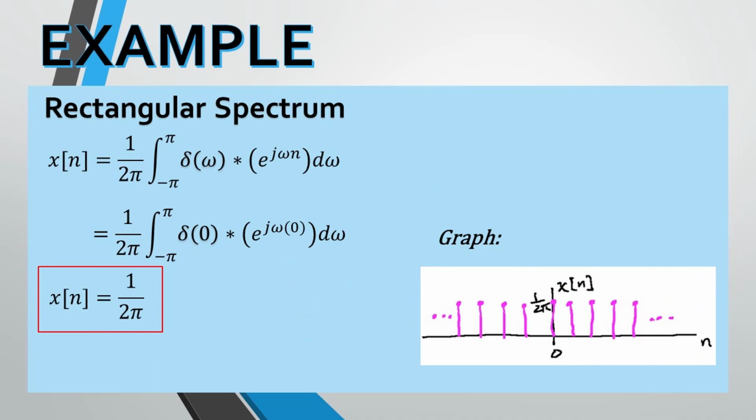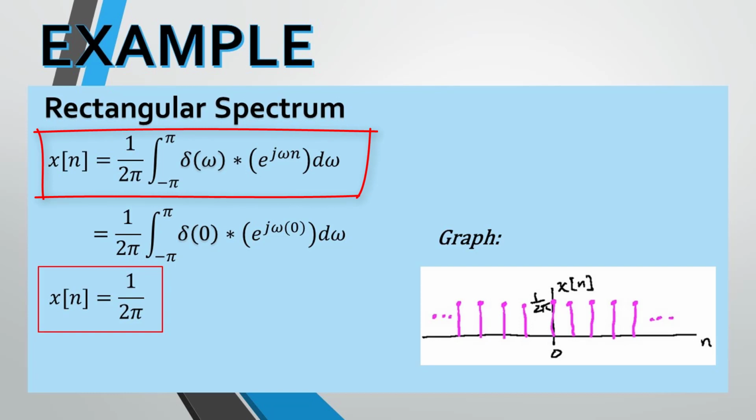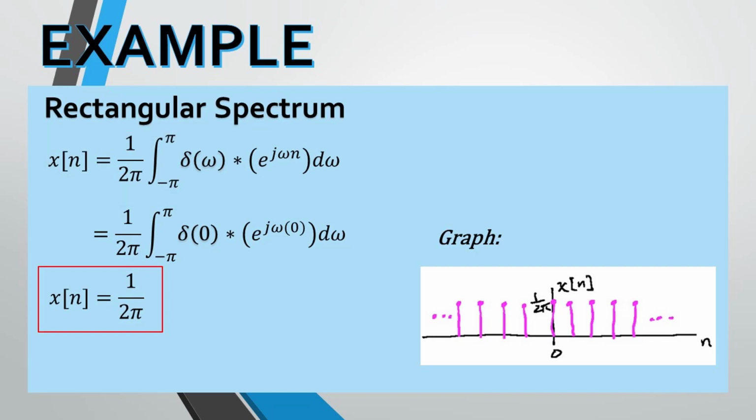Applying the IDTFT formula, we get 1 over 2 pi, the integral of delta of omega multiplied by e raised to j omega n d omega from negative pi to pi. In impulse, we evaluate omega as 0. That will give us a value of 1 in the integral. Therefore, the x of n will be 1 all over 2 pi. The sketch will be like this at magnitude equal to 1 over 2 pi.